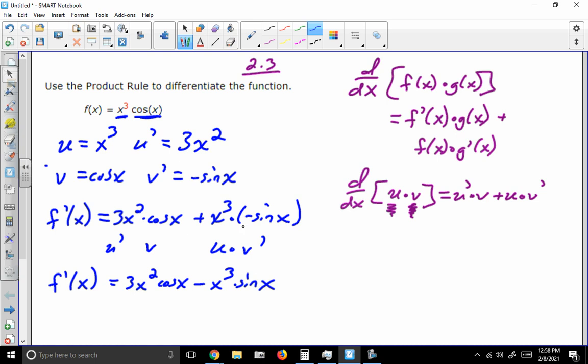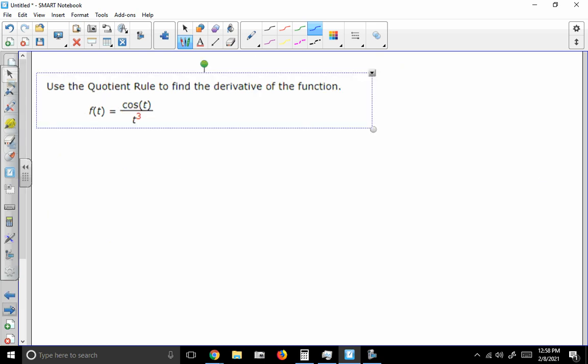Now remember, order doesn't matter as long as we have the derivative of one of them times the other one, and then in the opposite order. So we might have had this here and this there, as long as we end up with that term and that term. So that's our product rule. That's how that works.